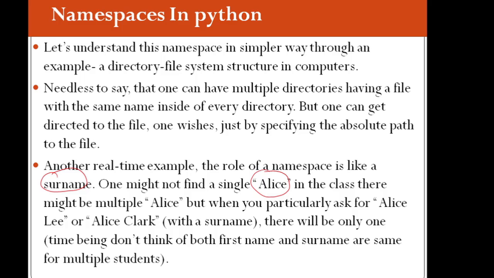So their surname may be different or their surname may be the same. So there might be multiple Alice, but when you particularly ask for Alice Lee, Alice Clark, you are adding the surname, so there will be only one, right? So presently you are considering that if we are joining first name and last name, that will be a unique combination.